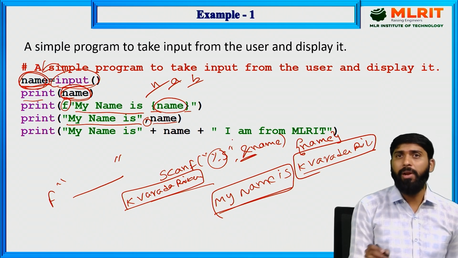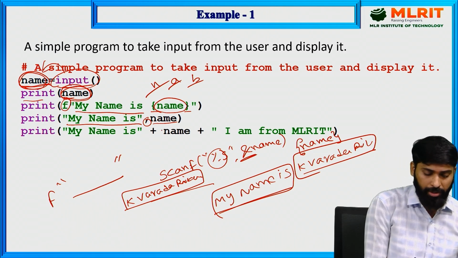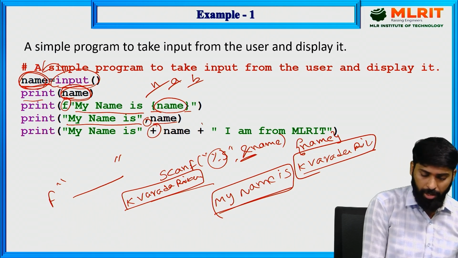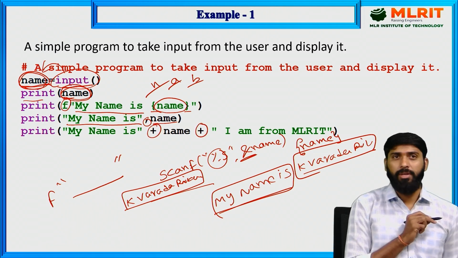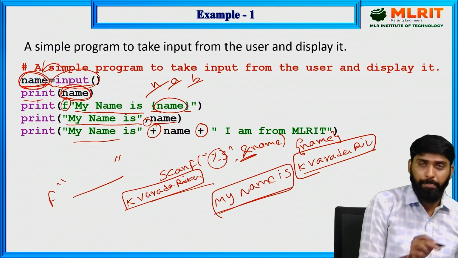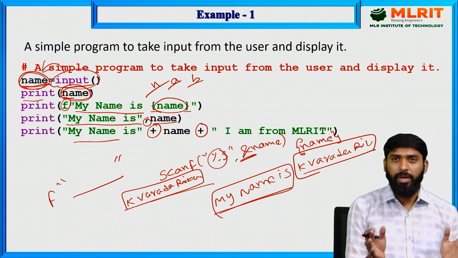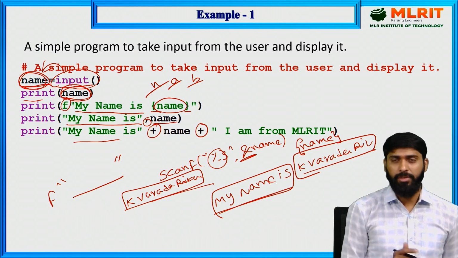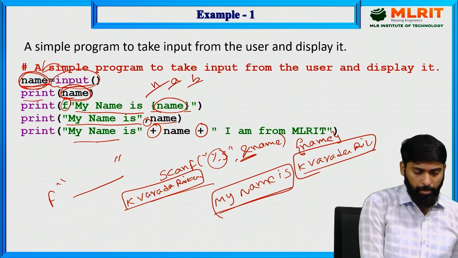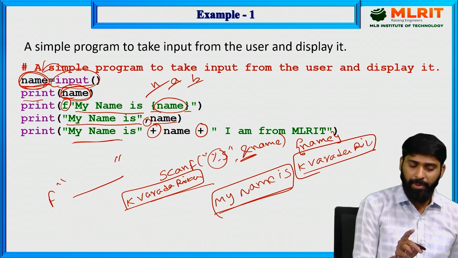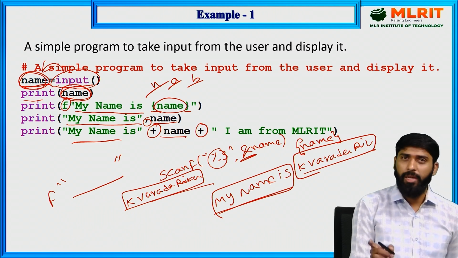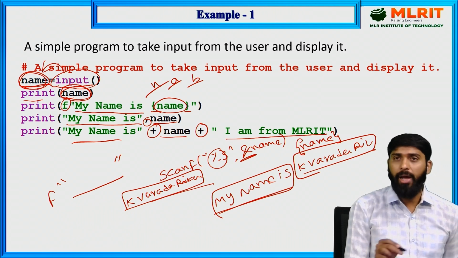Third, so my name is Varada Rajkumar. I am from MLR IT. Now here we are going to concatenate these outputs. So my name is, so plus is a concatenation operator. This will club the outputs. Now it prints my name is plus K Varada Rajkumar plus I am from MLR IT.